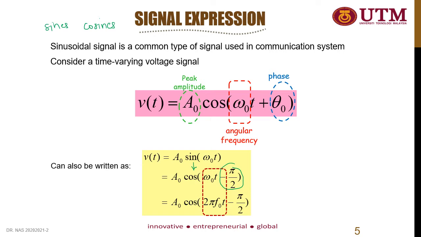So omega naught is the angular frequency in radian per second, and it is equal to 2 pi f naught. f is the frequency in hertz, and it is equal to 1 over T, in which T is the fundamental period in seconds.